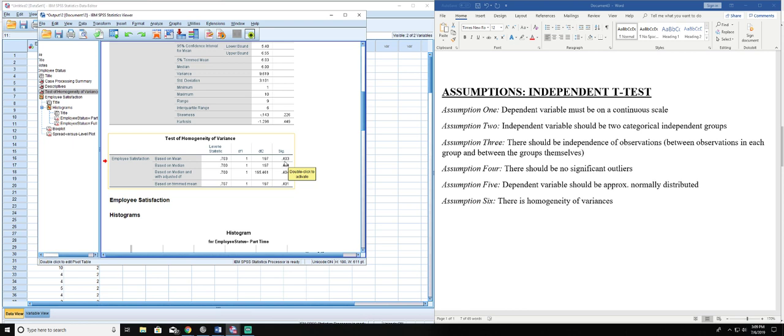So since this is above 0.05, we can say with comfort that there is homogeneity in our variances between our two groups here, so this data set does meet assumption number 6.